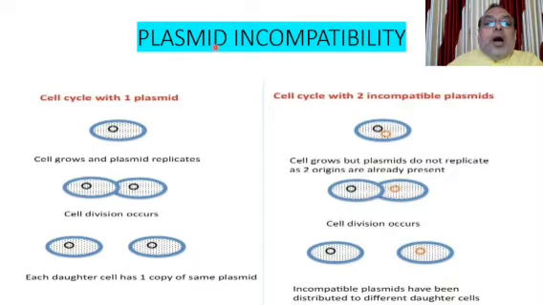So this is how the incompatibility of plasmids functions, and that's why it is sometimes said that plasmids are selfish entities. That is, they do not allow another plasmid to be harbored while they remain inside a particular cell.